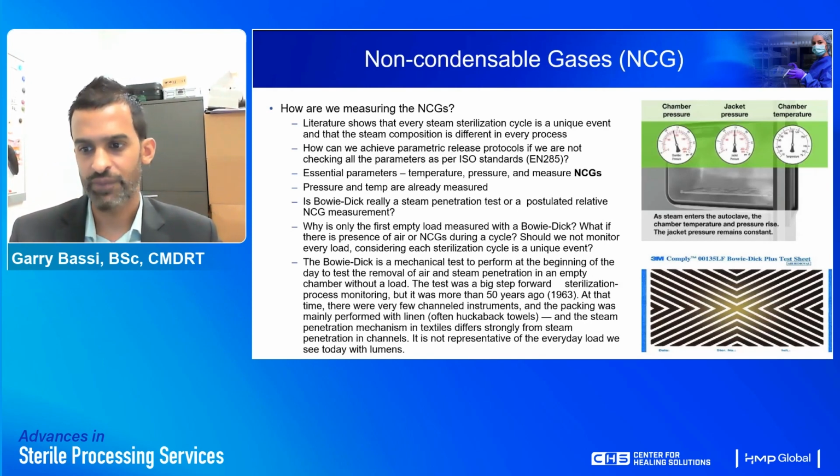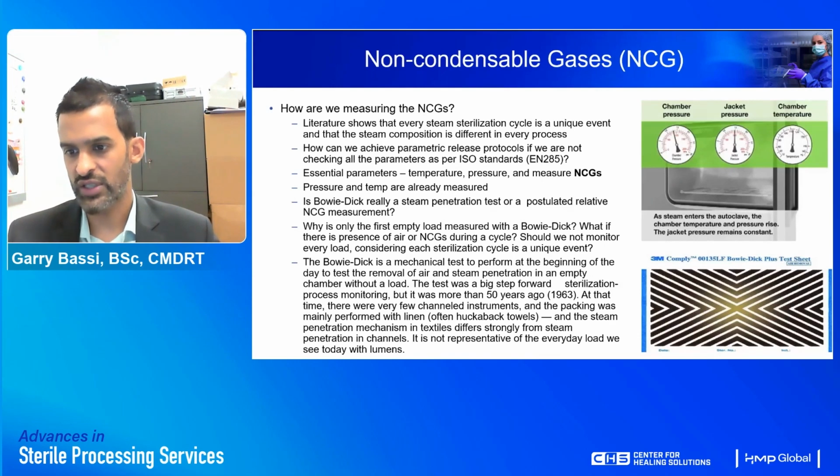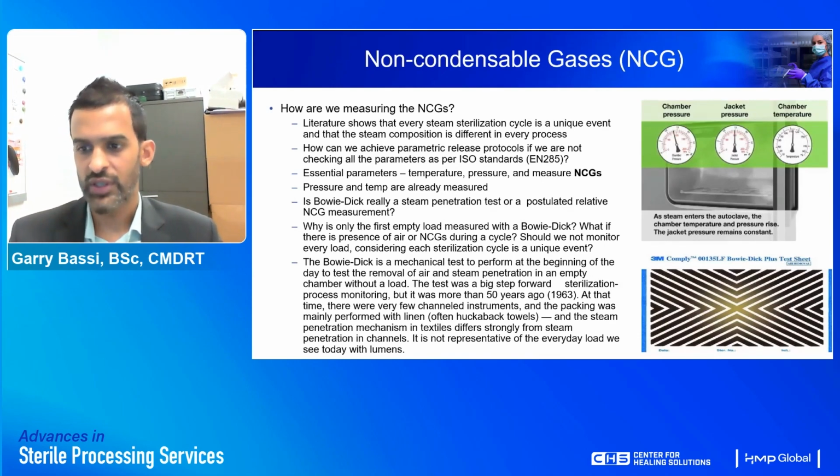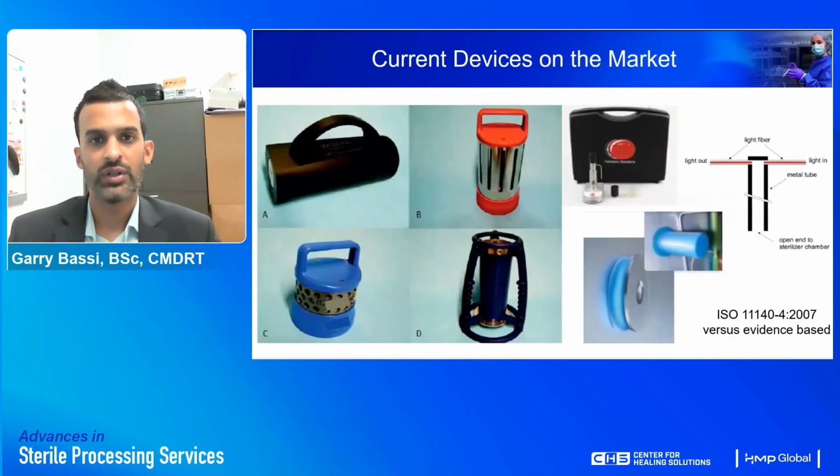Here on the right, you can see a picture of a typical Bowie-Dick test where we look for this faded color to see if there's any air in the chamber, but it doesn't quantify what's in the chamber. Is it non-condensable gases, or what is actually in the chamber? It tells us there's something there.